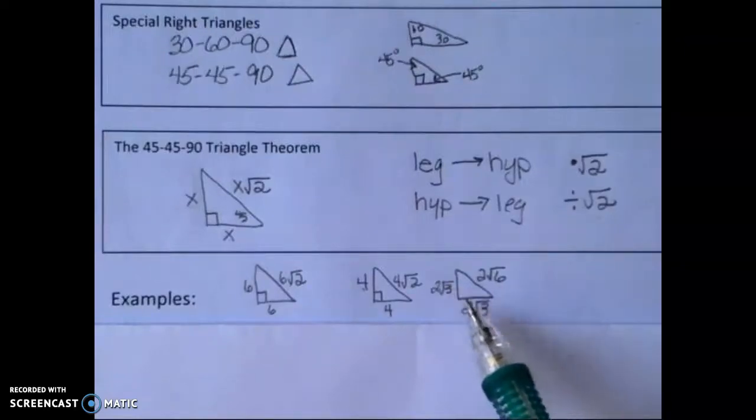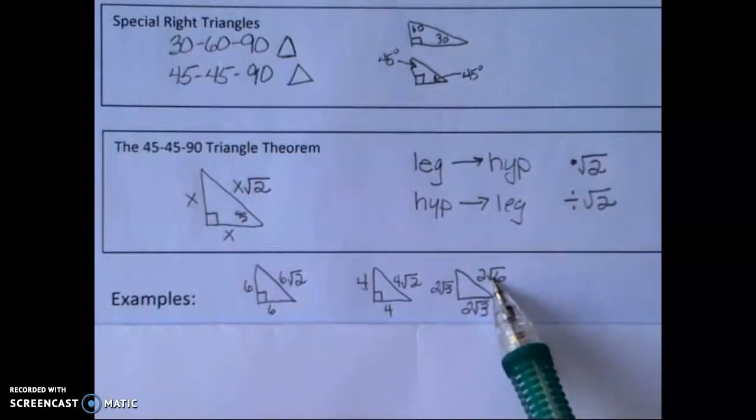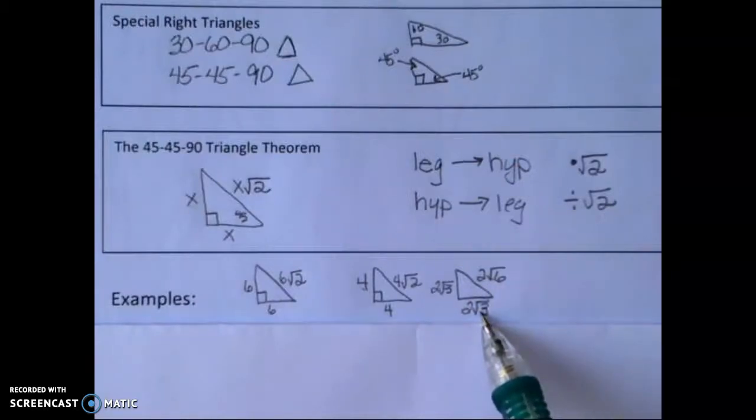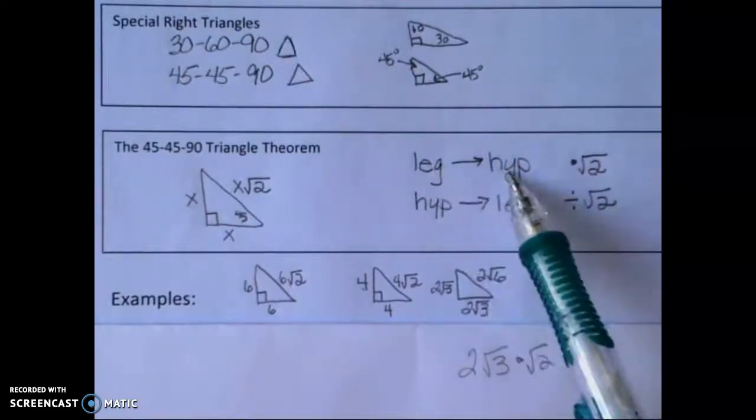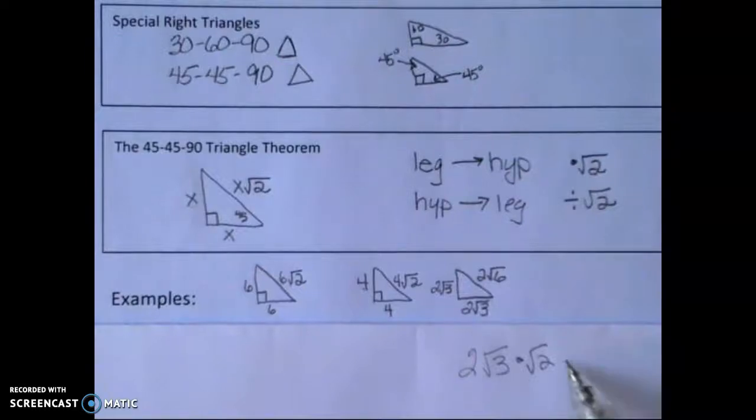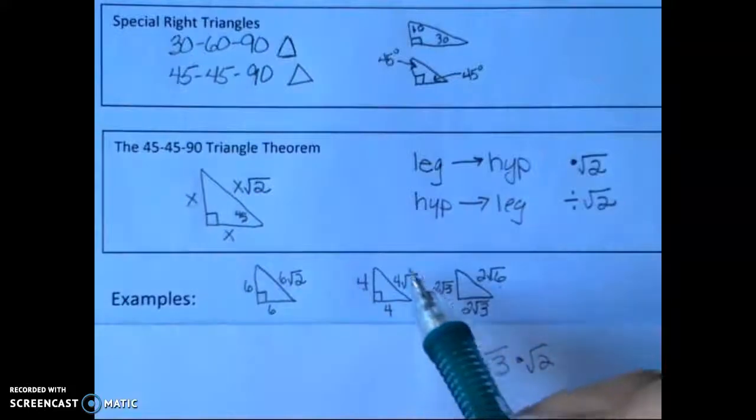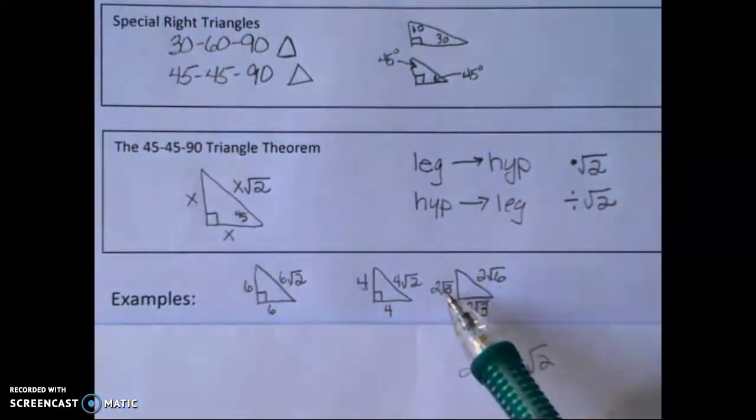These legs are the same, and they're 2 root 3. To go from the leg to the hypotenuse, I would take 2 root 3 and multiply it by the root of 2. From the leg to the hypotenuse, you multiply it by the root of 2. That gets me the 2 root 6. So the pattern is, in 45, 45, 90 triangles, the legs are the same. The hypotenuse is the leg times the root of 2.